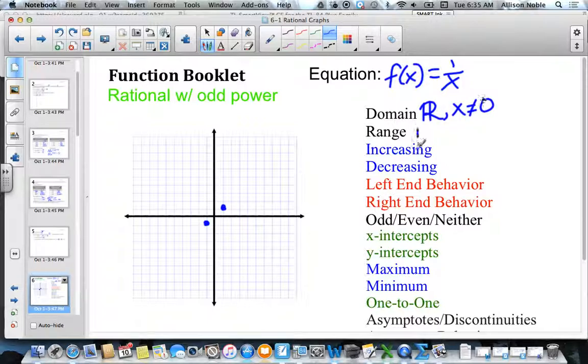And the range is also all real numbers except x cannot be equal to 0. You can write that in formal set notation or in interval notation. Now let's draw the graph. It has an asymptote, which is going to be denoted by a dotted line on the x-axis and also on the y-axis. So it is not going to cross the x or y-axis.